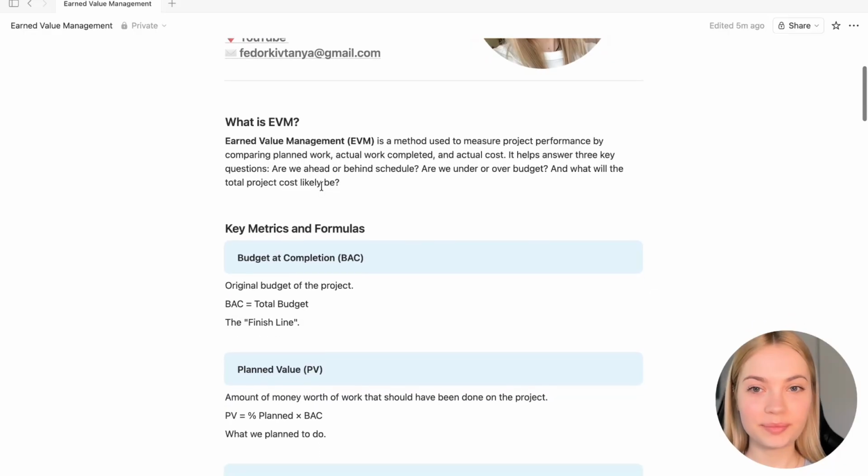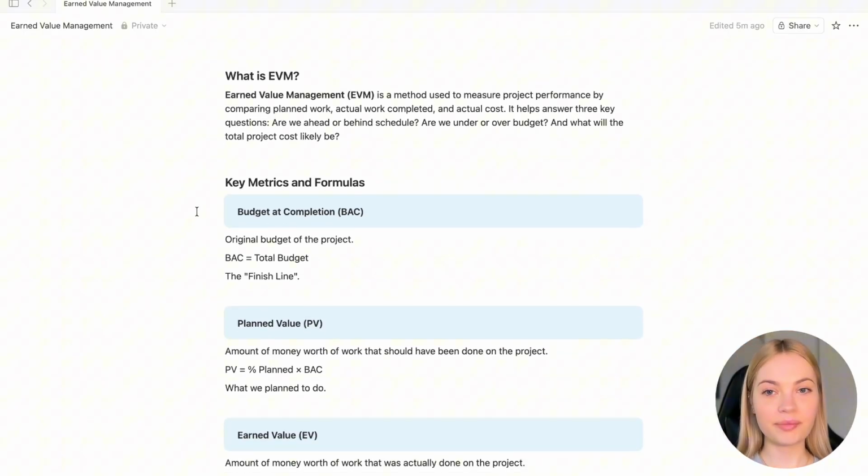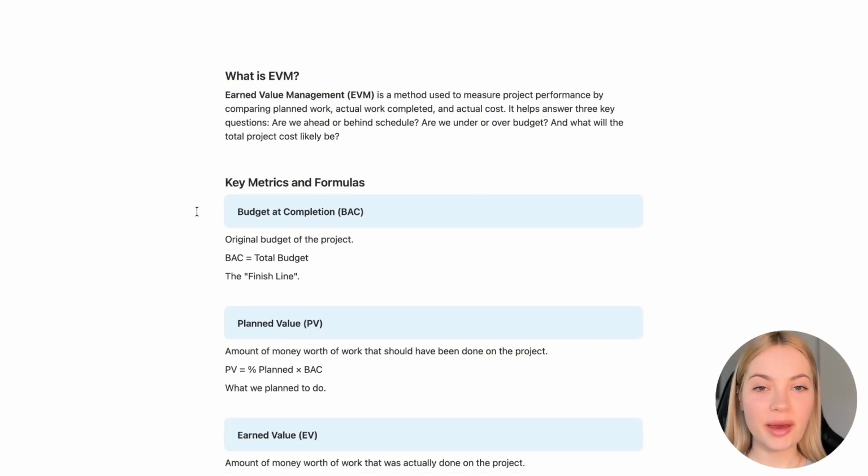So let's start. What is earned value management? Earned value management is a method used to measure project performance by comparing planned work, actual work completed, and actual cost. It helps answer three key questions. Are we ahead or behind schedule? Are we under or over budget? And what will the total project cost likely be?